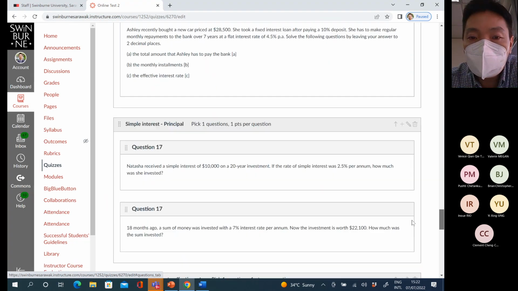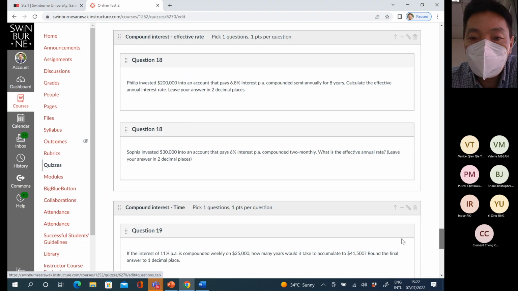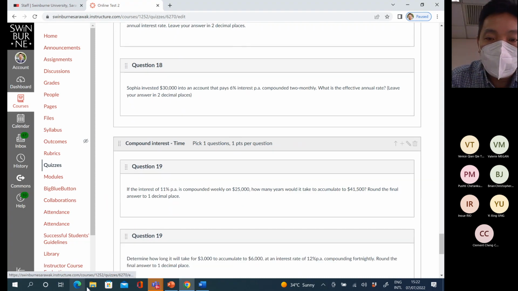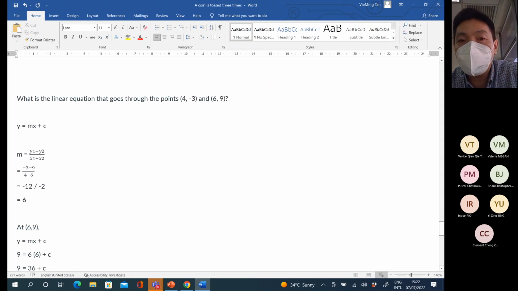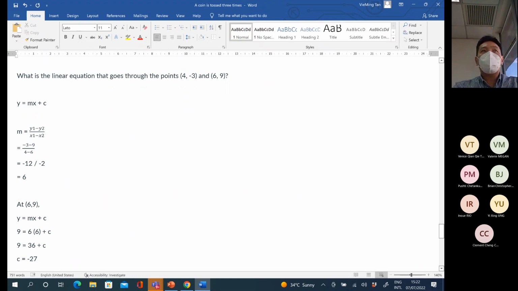So far, so good. Okay. If okay, then probably we can discuss one question on how to form the linear equation, how to form a straight line equation.